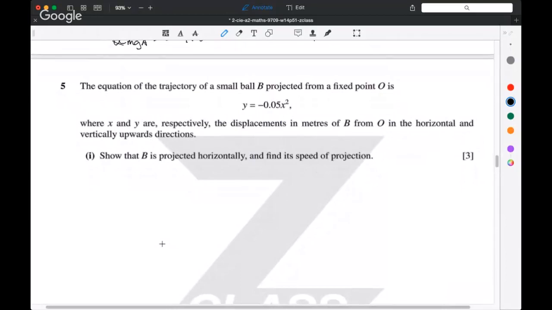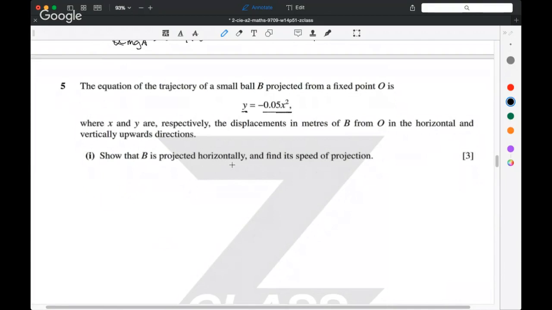Okay, question 5. So this one is kind of quite similar to the one we had a little way before, but it's just a little more complicated. So we're given y as a function of x. So some ball B is projected, and then after that, it is only under the influence of the gravitational force, and it moves in some way like this. So the first question is saying show that B is projected horizontally.